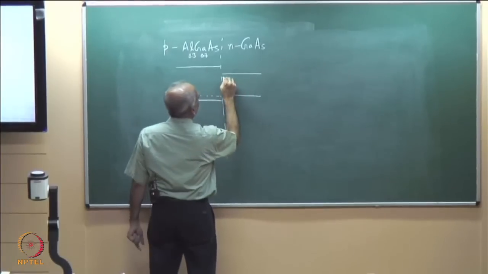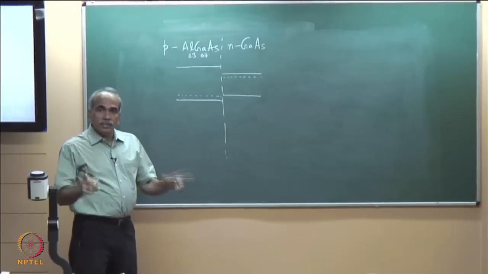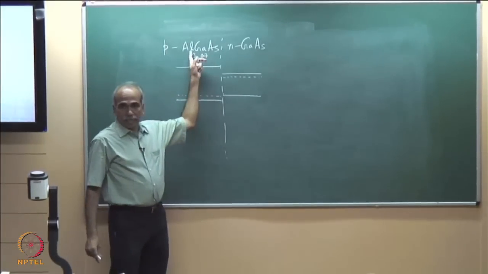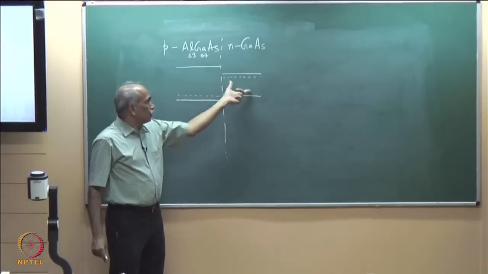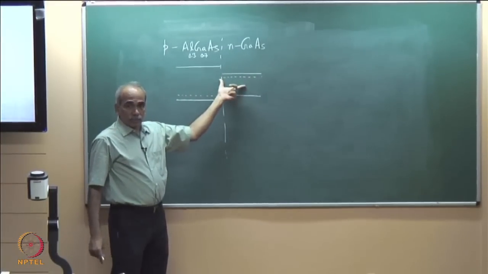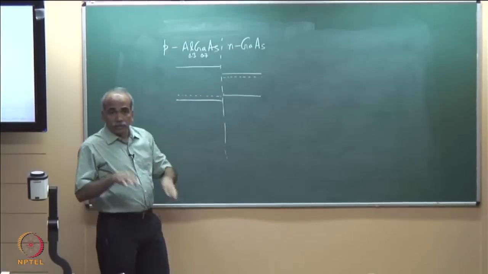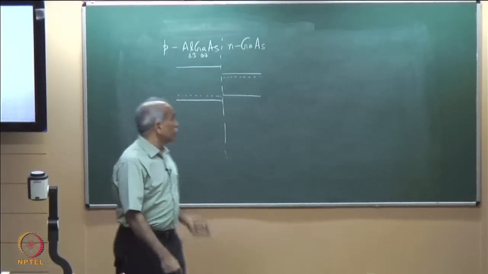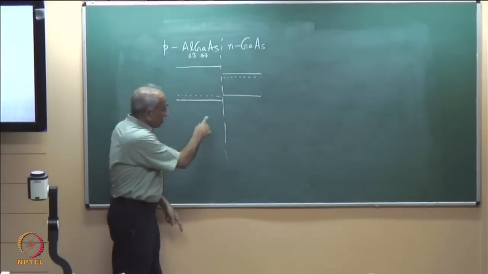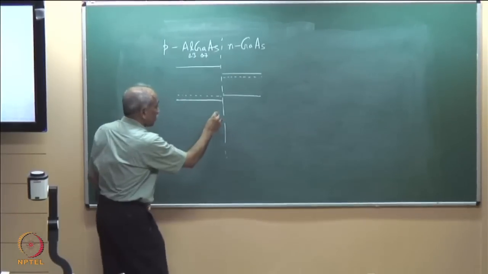So this is n type gallium arsenide. If you take intrinsic material of aluminum gallium arsenide and gallium arsenide and there is no difference in the carrier concentrations, then we have 65 and 35, the difference. If you have a carrier concentration difference, then there is a flow of carriers, and we will immediately have, in addition, a band gap variation, a potential energy variation.